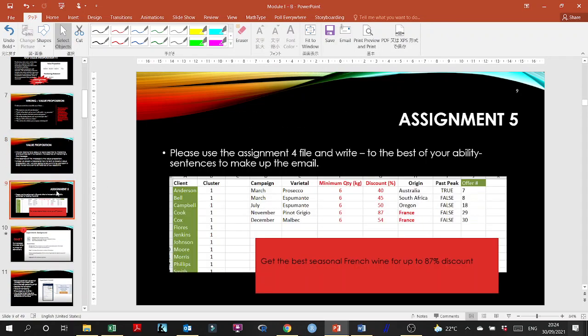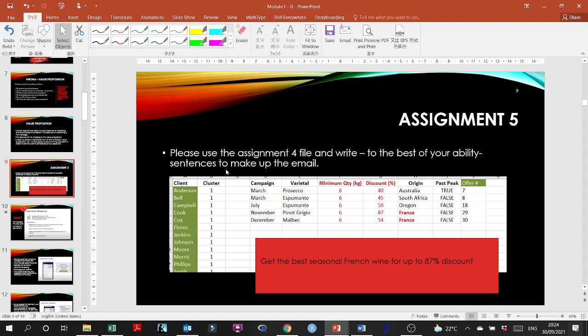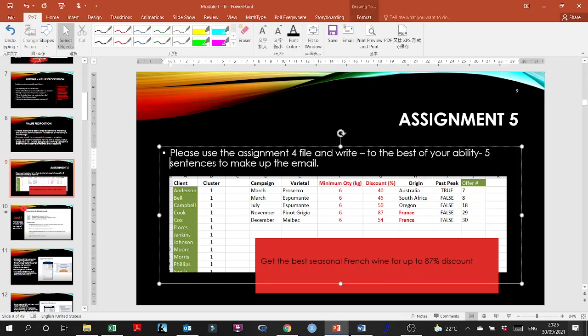So here's the definition of it. And now the assignment explanation. Please use the assignment 4 file, this file that we just did, and write to the best of your ability 5 sentences. What am I doing here? Let me write it very clearly. 1 sentence for each cluster or customer segment. Actually, 1 value proposition statement.